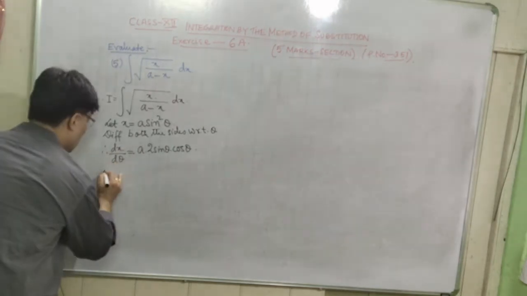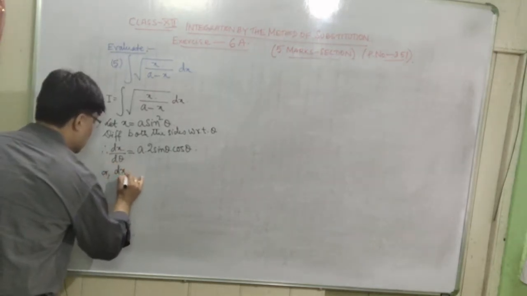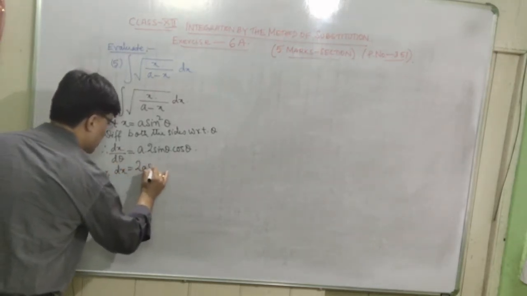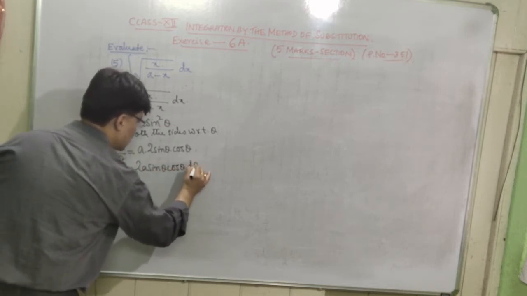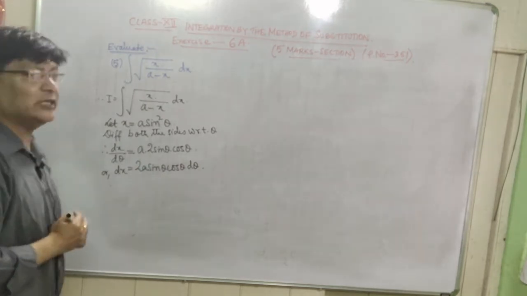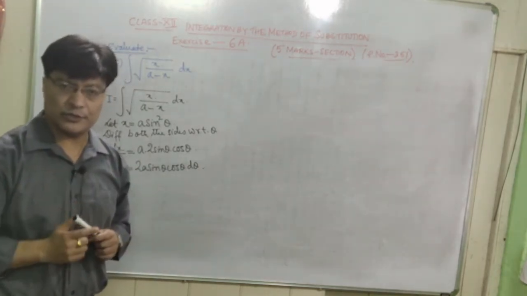Let us do cross multiplication. dx is equal to 2a sine theta cos theta d theta. So this is the value for dx. I think you have understood it.